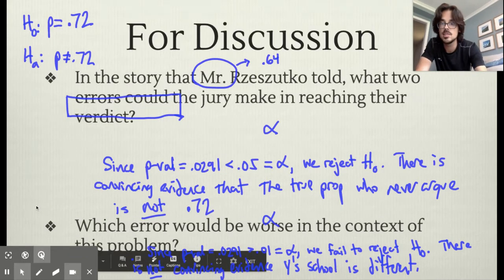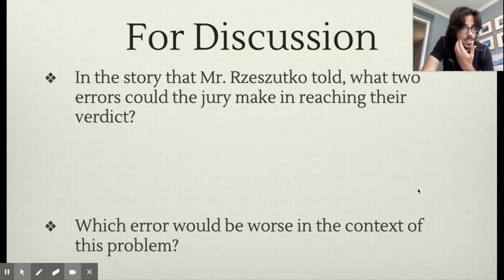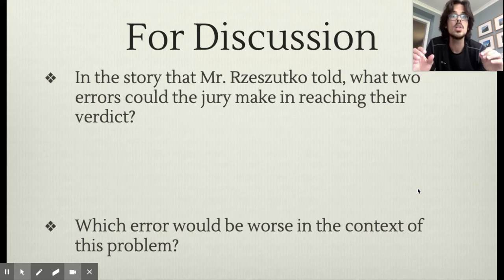So hopefully that's all kind of making sense right there. That's our big concept from last time. We're going to add one new piece onto that, and that is the concept of type 1 and type 2 error. And I have a little story I'm going to tell you guys here to help you kind of wrap your head around that.